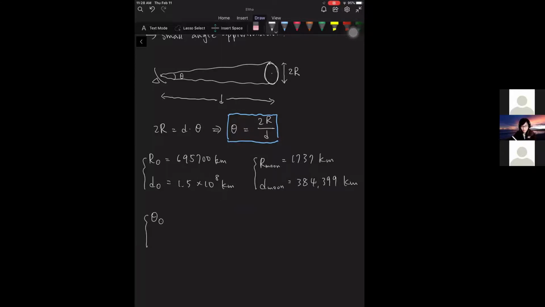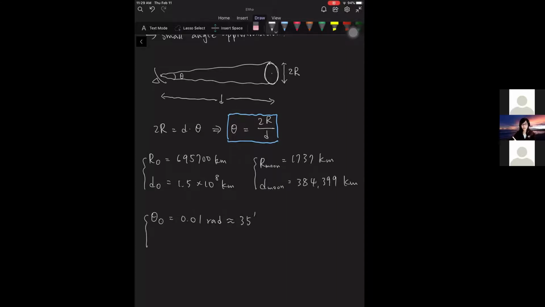By plugging into r over d, we will get about 0.01. So the unit of r and d is both kilometer, right? So we have already made sure the unit is consistent and they will cancel out. So the unit of this angle we have now is in radian. Okay, and 0.01 radian, if we convert that to degrees, that is about 35 arc minute.